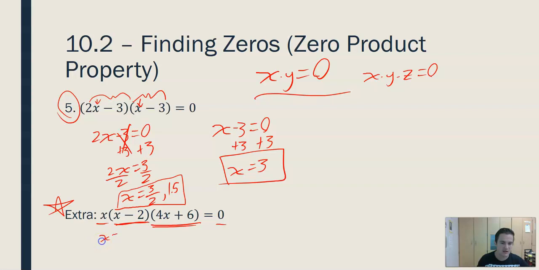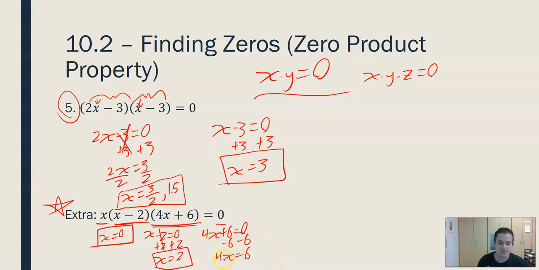So either x could be 0, x minus 2 could be 0, or 4x plus 6 could be equal to 0. Well, this is already simplified, so one of my solutions could be x equals 0. With x minus 2 equals 0, I need to add 2 on both sides, so I get x equals 2. So 2 would be one of my solutions. Here, I'm going to subtract 6 on both sides and get 4x equals 6. And then I'm going to divide by 4 on both sides and get x equals 6/4, or 3 halves, which is 1.5 if you wrote it as a decimal.